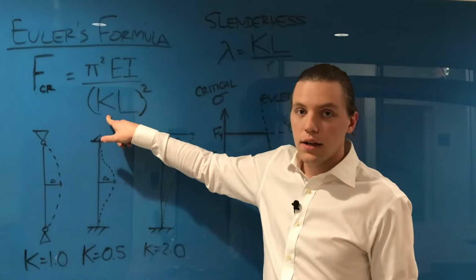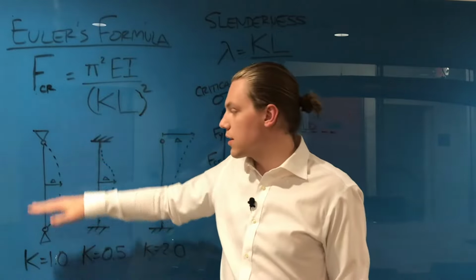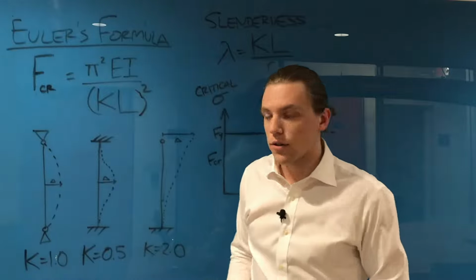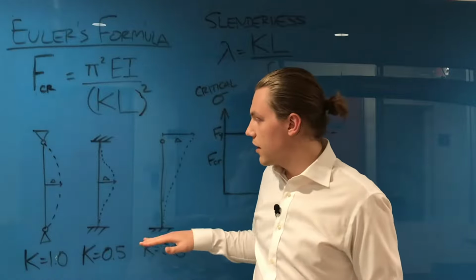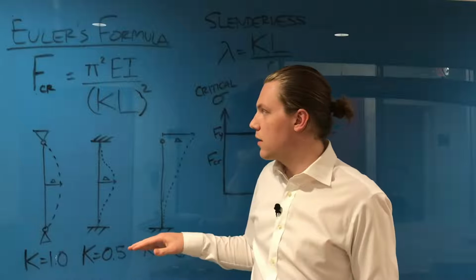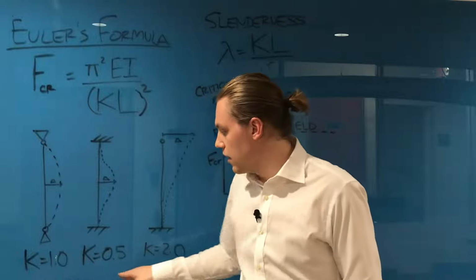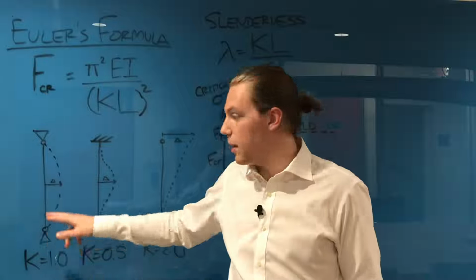So what is K? K is dependent on the actual boundary conditions of your column. For example, we have three very common situations here. And again, K is just an arbitrary constant number, and it depends on the boundary conditions.